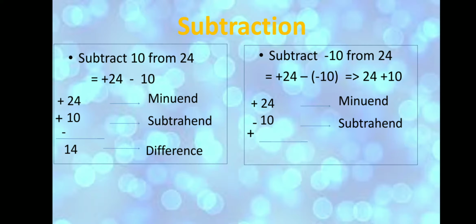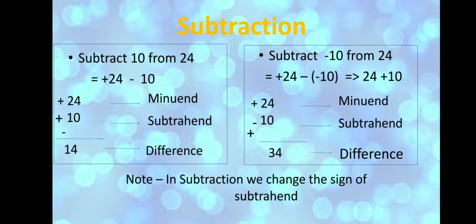So now we have to change the sign of minus 10 from the negative number to the positive, and then we'll subtract it. As we have changed minus 10 to plus 10, when we subtract it, what will you get as the answer? You have to add both. So now you're getting 34, and this 34 is your difference. So I hope you all understood the basic concept of subtraction.